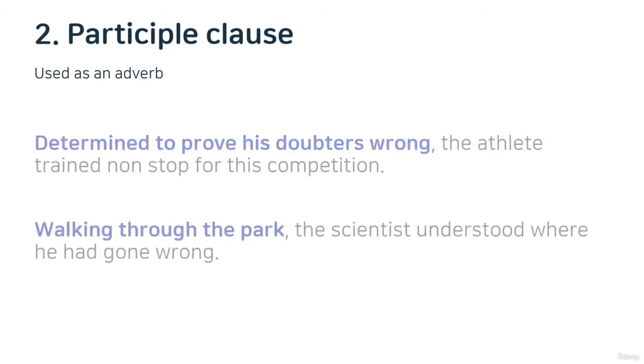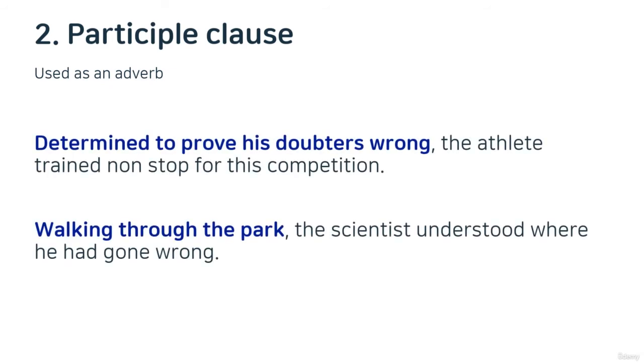Let's take a look at 2 example sentences that use participle clauses. Determined to prove his doubters wrong, the athlete trained non-stop for this competition. Walking through the park, the scientist understood where he had gone wrong. So in each of these sentences, we begin with a participle clause, and they help to modify the action of the verb in the independent clause.